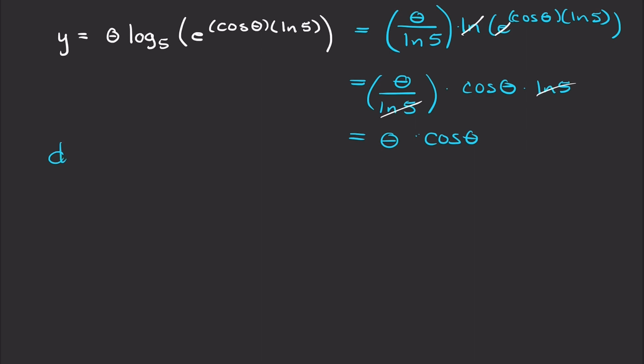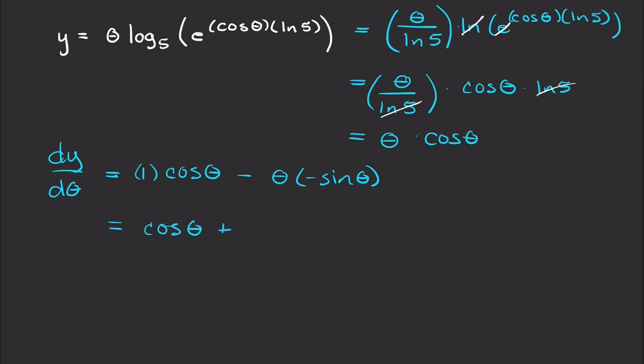And so if we take the derivative, dy/d theta, we get the derivative of the first, which is just 1, times the second, cosine of theta, minus the first times the derivative of the second, which is minus sine theta, or this is cosine theta plus theta sine theta.